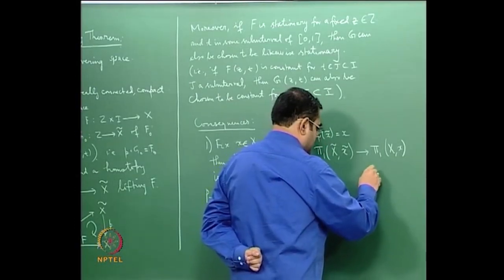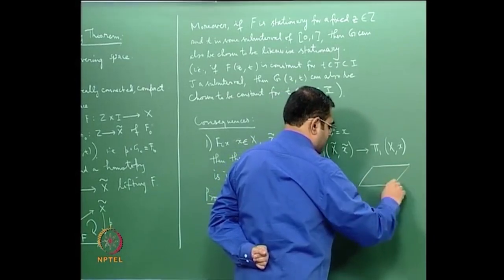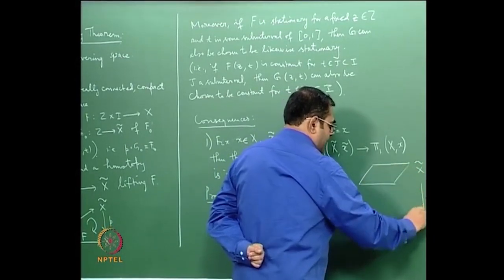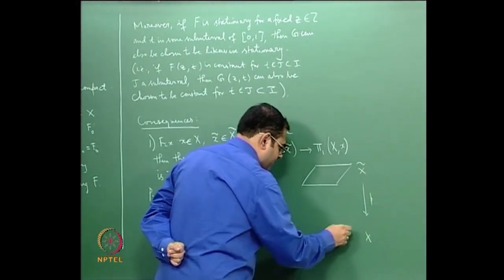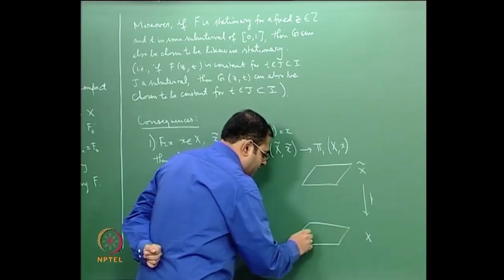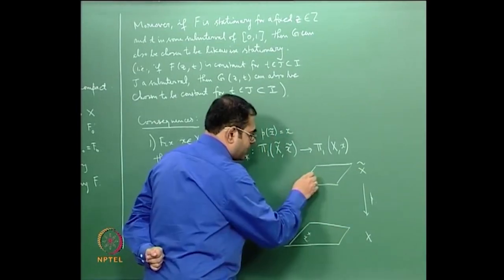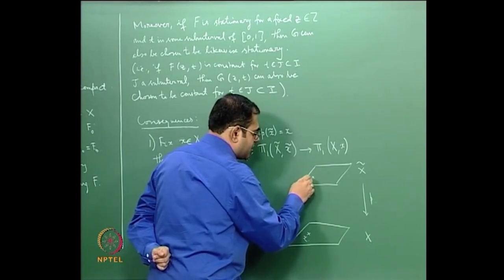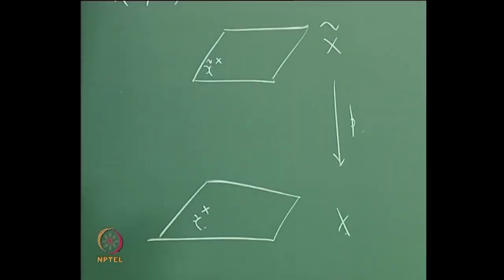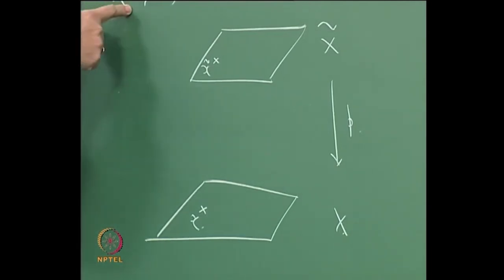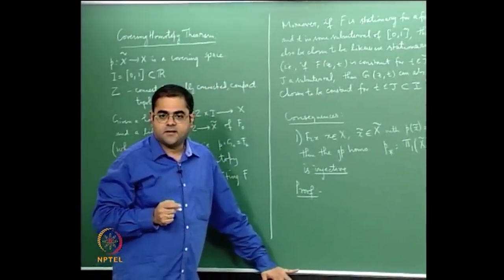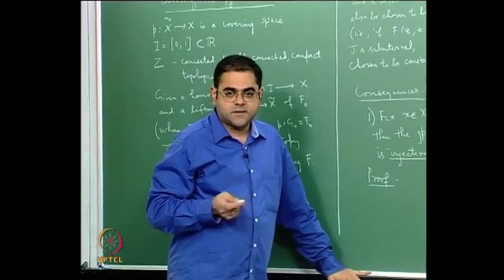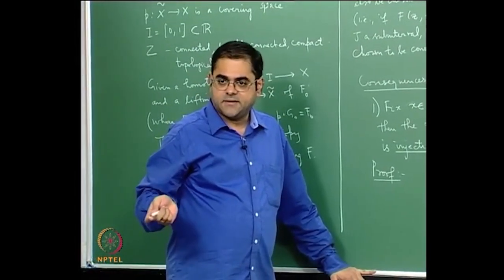So here is my covering space, and here is my covering map or covering projection, and here is my base space, and I have fixed this point small x here, and a point above it, capital X tilde, which is mapped to small x under the projection. And what do I have to show? I have to show that if there is an element here that goes to identity, namely an element in the kernel, then that element has to be nothing else but the identity. So I have to just say the kernel is the identity subgroup.